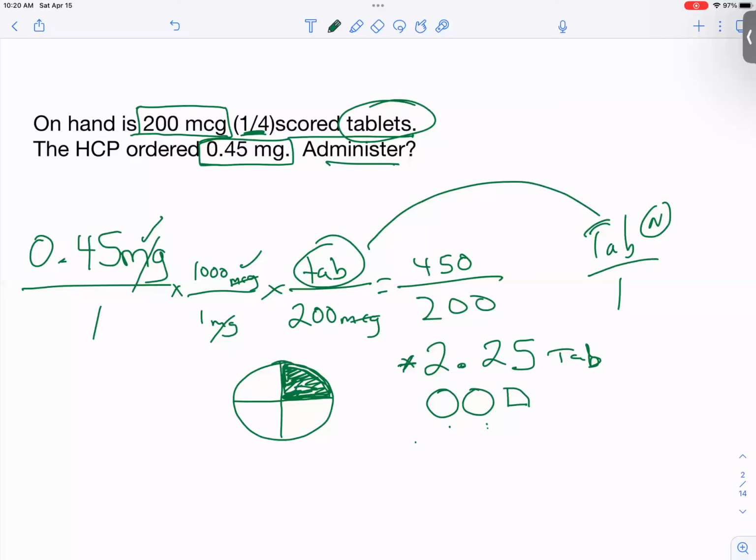So let's find another one. Hold on. So the question was, do I need to use a rounding rule for this one? No, because I can give a 0.25 because it came scored. So I'm going to give 2 whole tablets and a quarter of 0.25, a quarter. So on your answer sheet, you can write 2.25, or you can write 2 1/4 tablets. Because the pill that was supplied to me was scored in quarters. So that means I can break it into 4 pieces. I can break it into a half. I can leave it whole, but it means that I have the capability of giving a quarter if I need to.